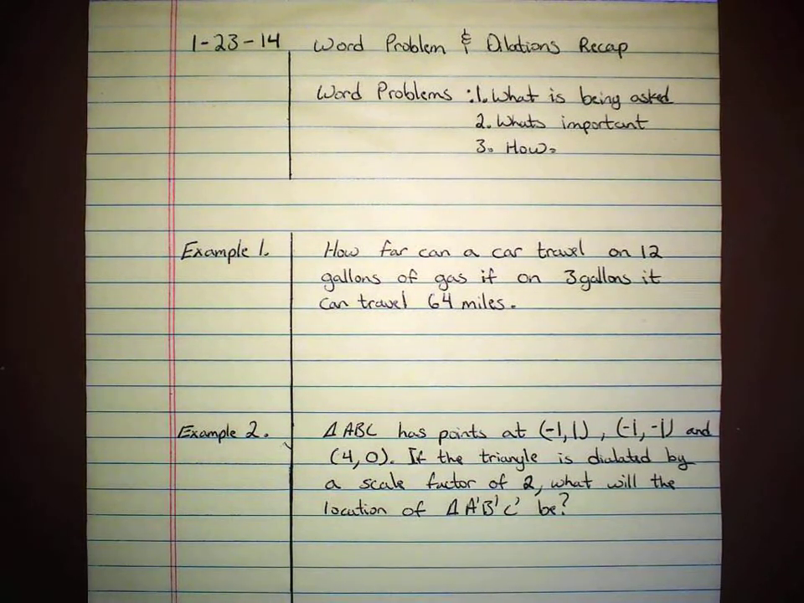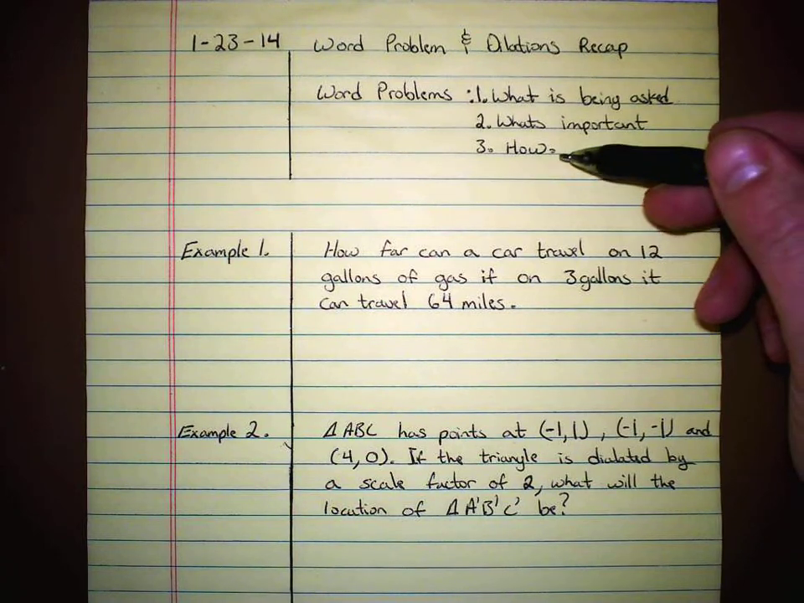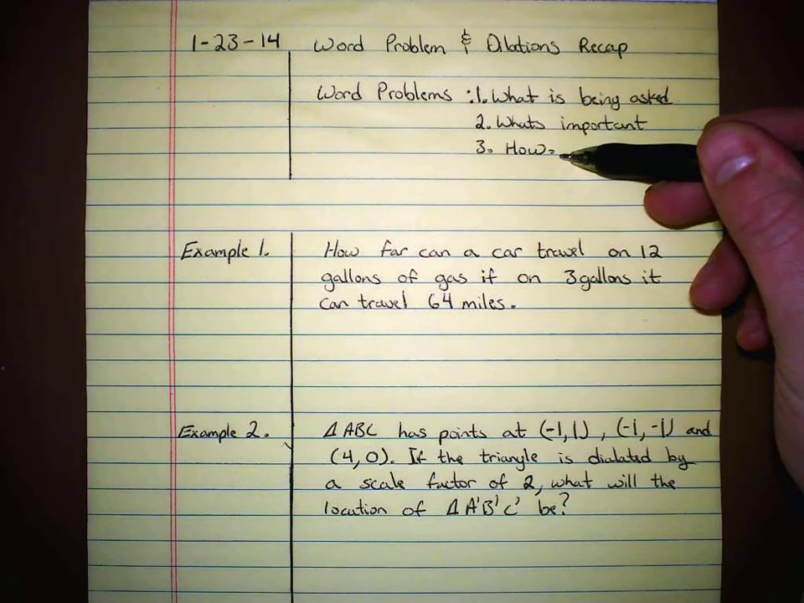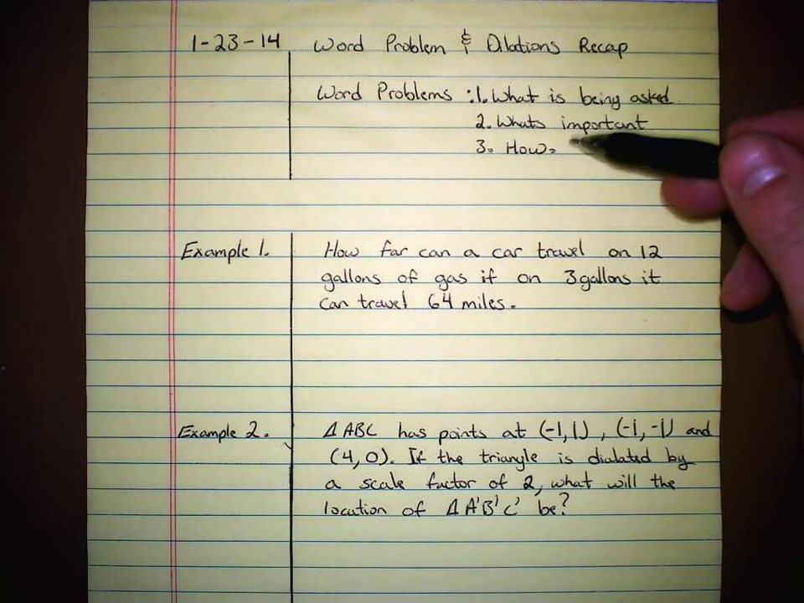So what we're looking at here is word problems and dilations recap. The student objective for you guys today is to be able to read a word problem and first identify what is being asked. Once you can do that, you can tell me what is important, what numbers you need, and number three, probably the final and most important thing, how are we going to solve this problem? So, recap on what we're going to do.